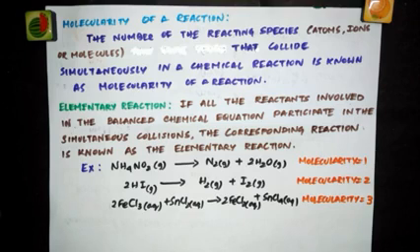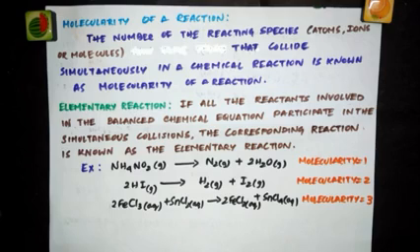Now coming to molecularity of a reaction. According to a theory called collision theory, a chemical reaction among the reacting species can take place only if they collide with one another. The reacting species can be atoms, ions or molecules. If the reacting species bombard and collide with one another, then only a reaction can take place. This is what collision theory says.